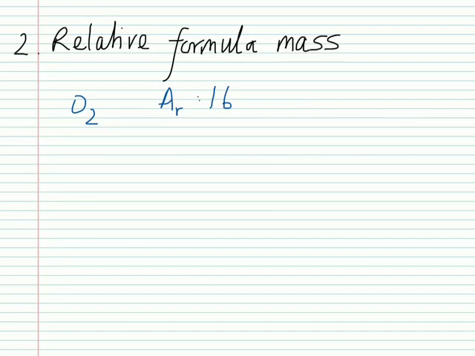And we can see from the formula O2 that there are 2 atoms of oxygen. So we need to multiply 16 by 2 to get the relative formula mass of oxygen, which is 32. One molecule of oxygen weighs 32. Let's look at another example, sodium chloride.